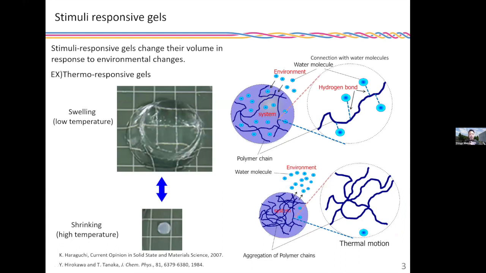So these are examples of stimuli-responsive gels. As you know, stimuli-responsive gels change their volume in response to environmental changes. For instance, these are thermo-responsive gels. When the temperature is low, the gel swells, something like this. And when the temperature is high, the gel contracts, something like this. Basically, gel is a very entropic material, so we can control the shape or volume of the gels by changing the external environment.